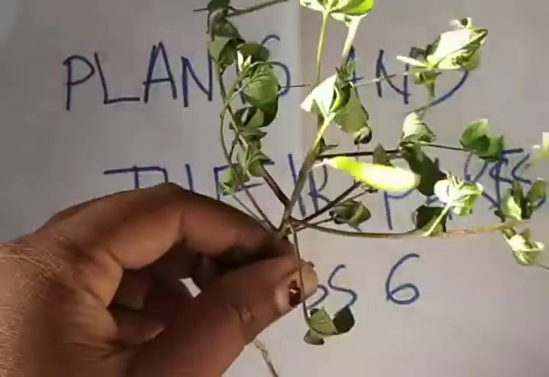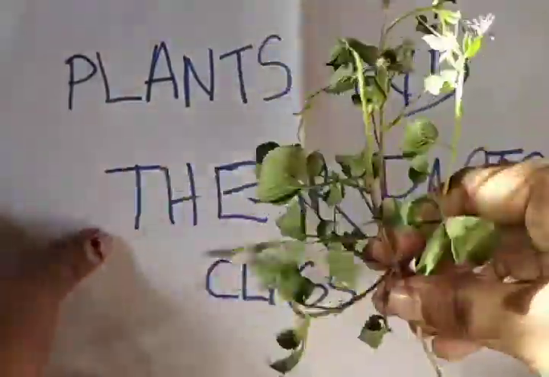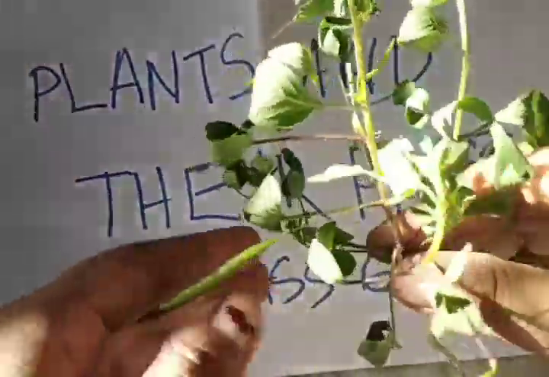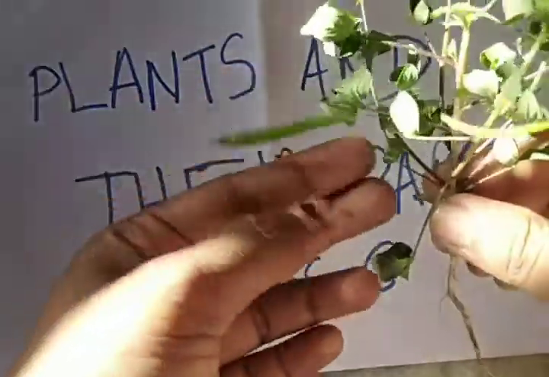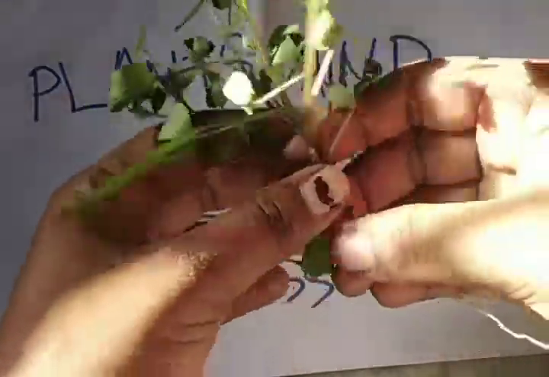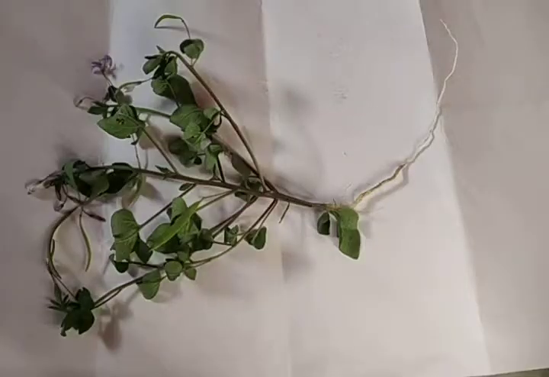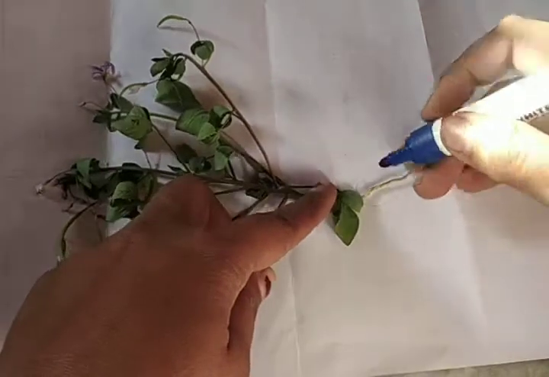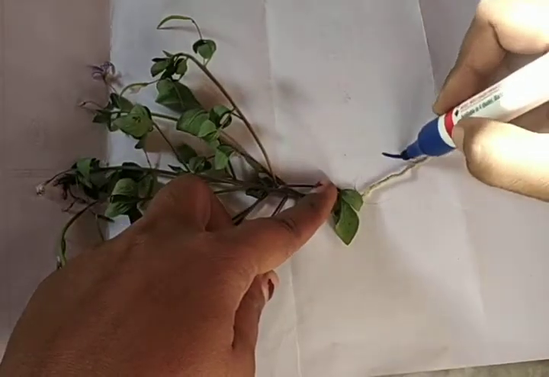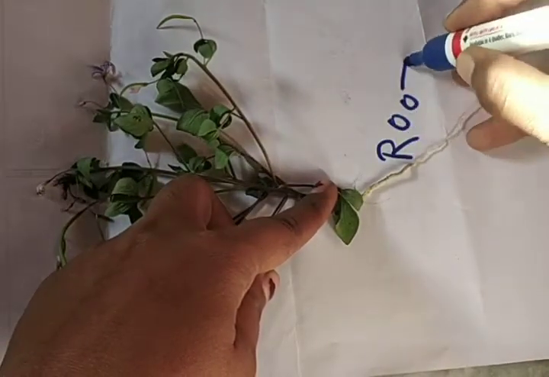So now we are going to see plants and their parts. Okay, so I have brought some plants. Look at here. This is a plant. Okay, so here you can see this is the root. That is the root system. So look at here. This is root. Okay, so I'll write here root.